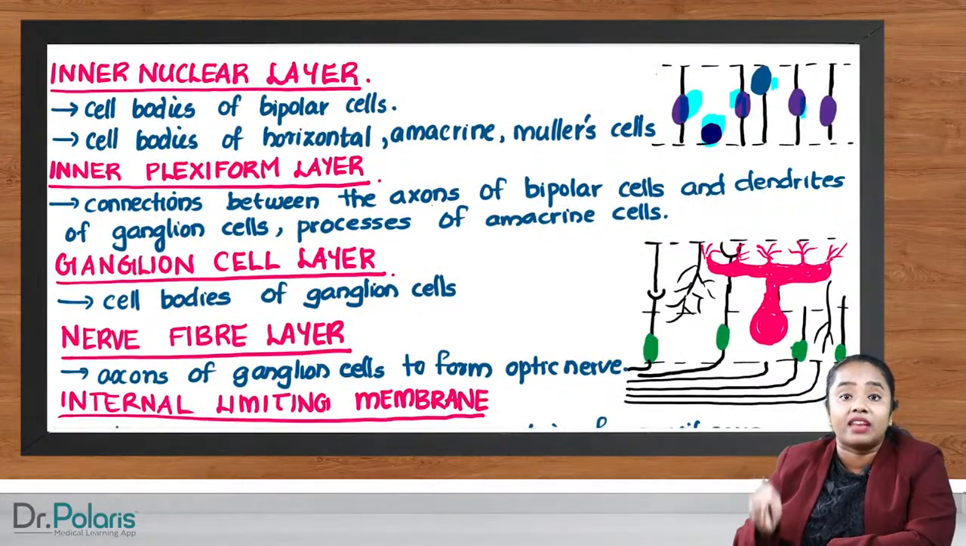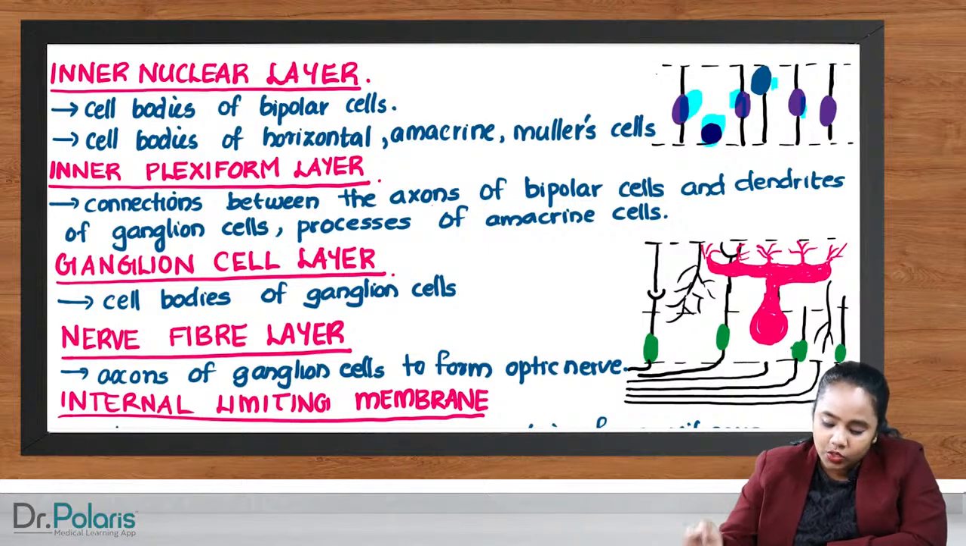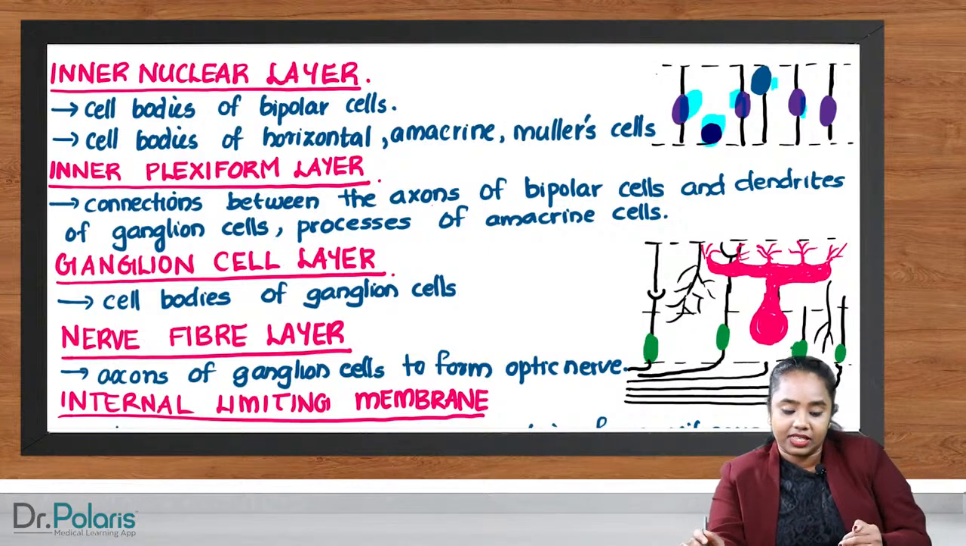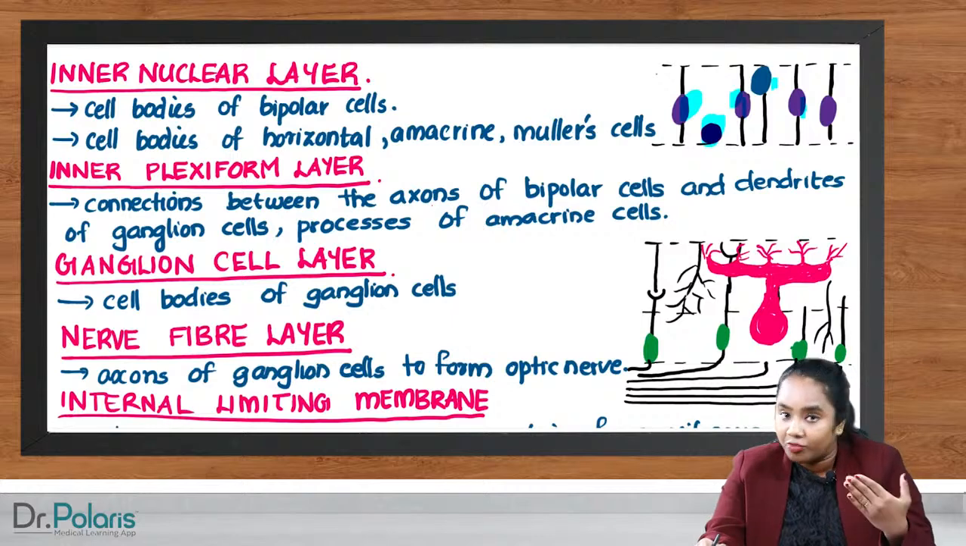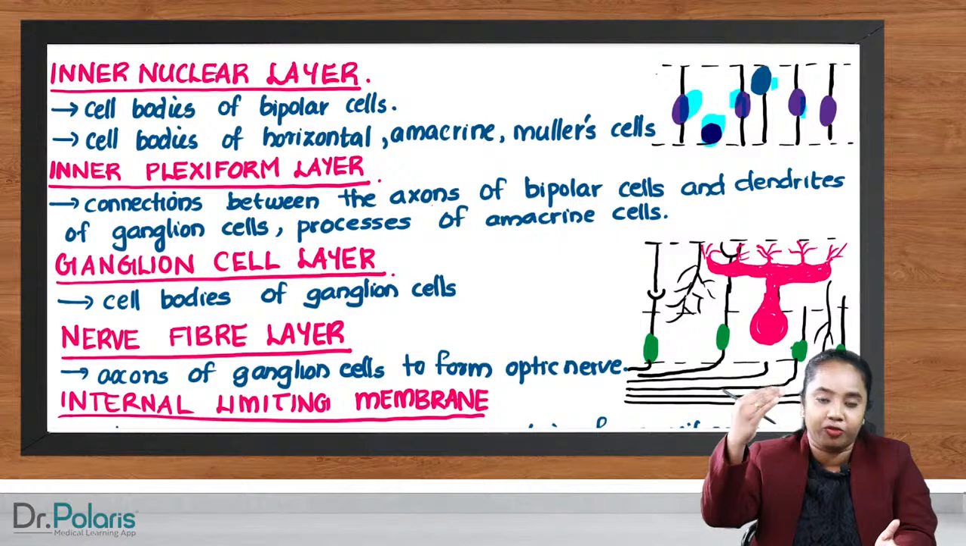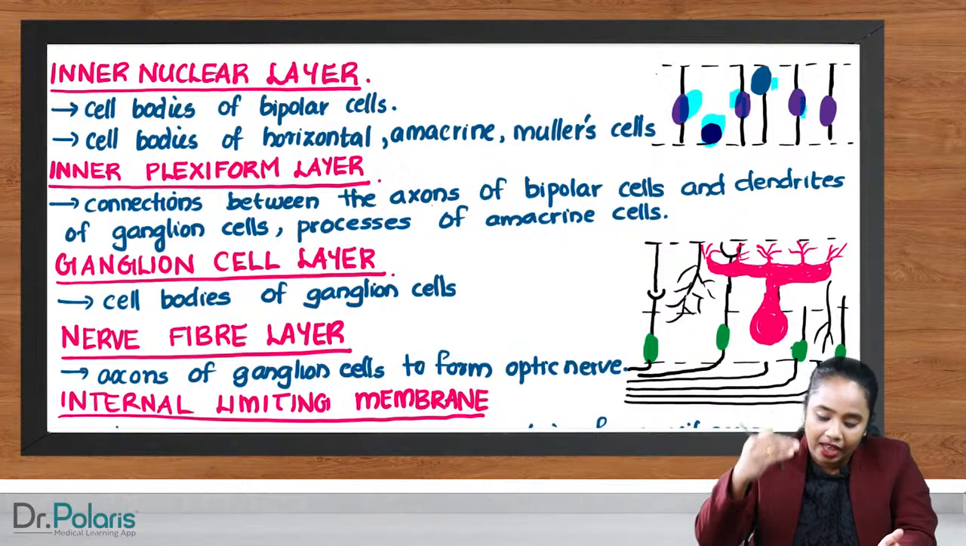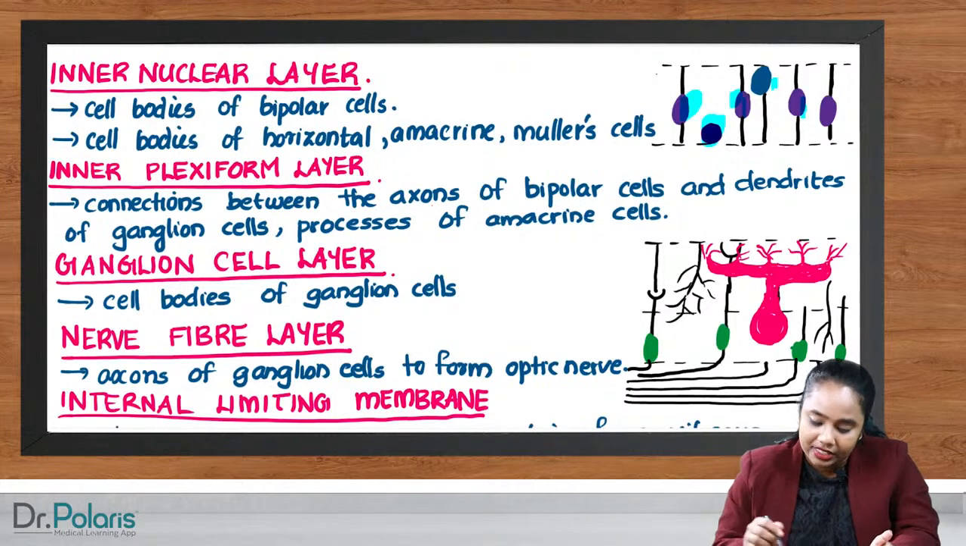Now, coming to the next layer, which is the inner plexiform layer. In the inner plexiform layer there is a connection. We have bipolar cells, we have dendrites, all the cells that were there in the one layer before. All the cells have axons connecting downwards.